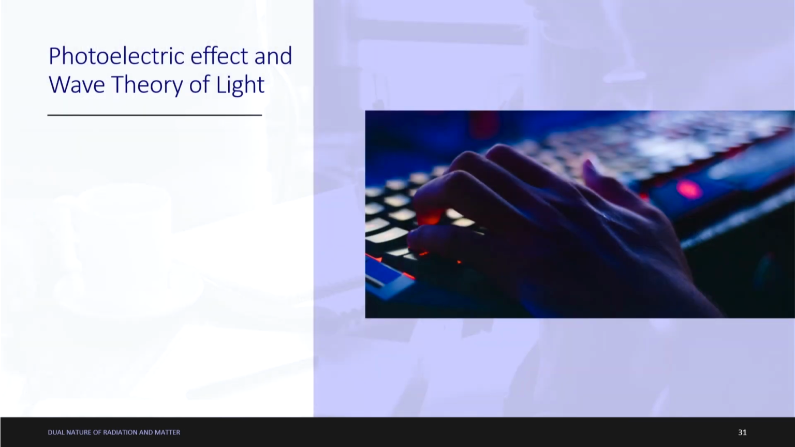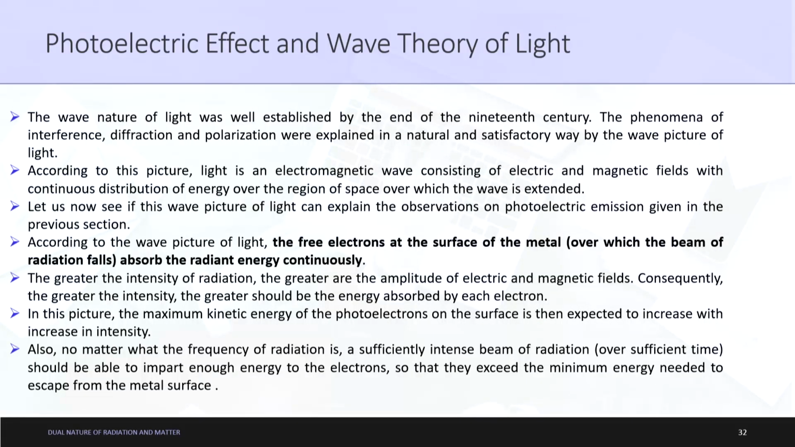So, the photoelectric effect and the wave theory of light. I guess these things were completed in the previous lecture only. So, what was the conclusion? First of all, one should remember that according to the wave picture of light, the free electrons at the surface of the metal over which the beam of radiation falls absorb the radiant energy continuously. We understood this as the accumulation of kinetic energy by the particle. As it absorbs, that is denoted by the kinetic energy being absorbed.